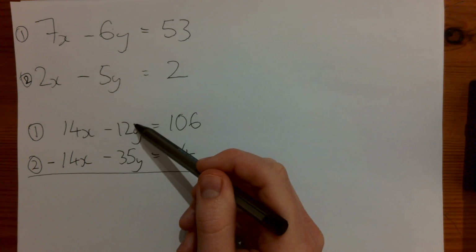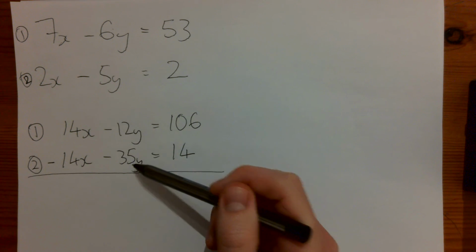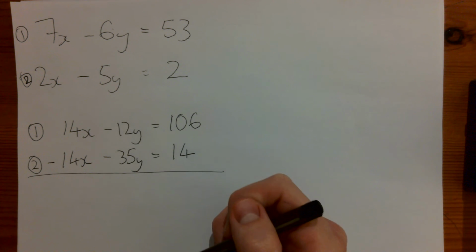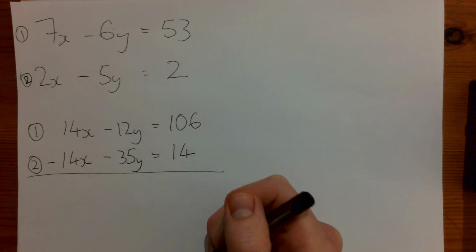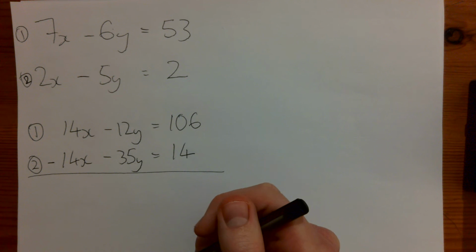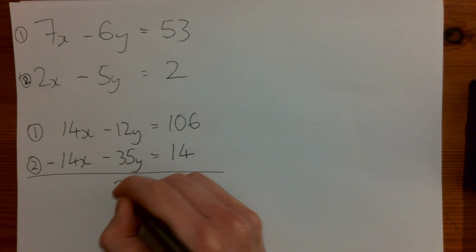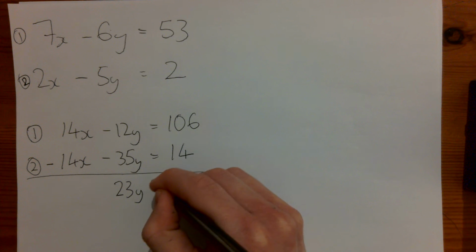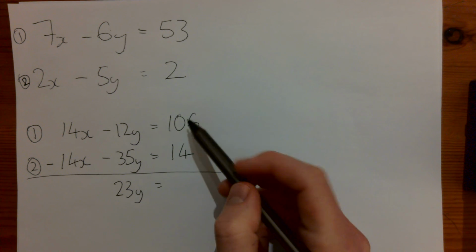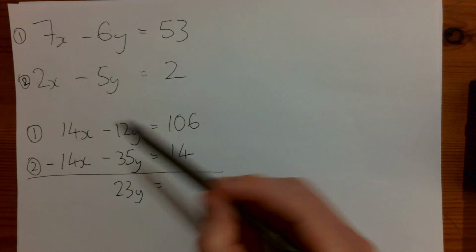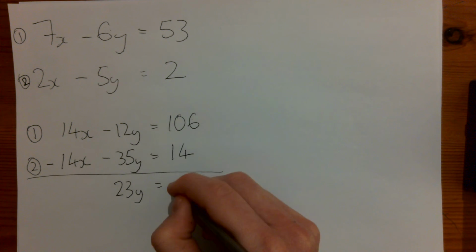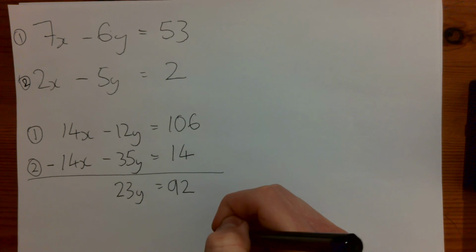Minus 12y minus 35y. Well, that's the same as saying minus 12y plus 35y. And if I'm at minus 12 and I add 35, it's going to take me to 23. So it's 23y equals, and the last bit's a bit nicer, 106 minus 14 equals 92.